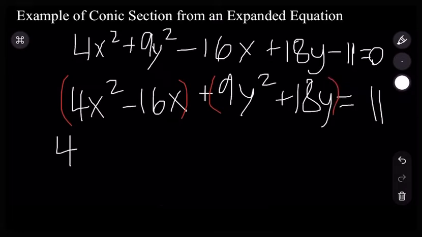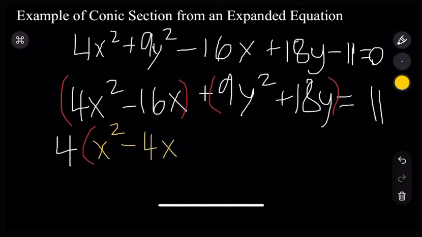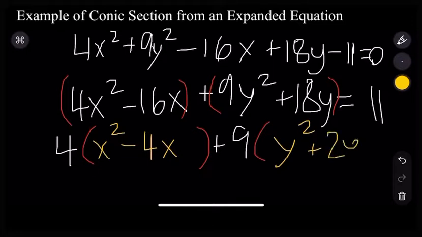Now for the x's, we can factor out a 4, leaving us with x squared minus 4x inside the parentheses. We could leave a little room for the completed square. And for the y's, we could factor out a 9, leaving us with y squared plus 2y inside the parentheses. And again, we should leave an extra space for the completed square.